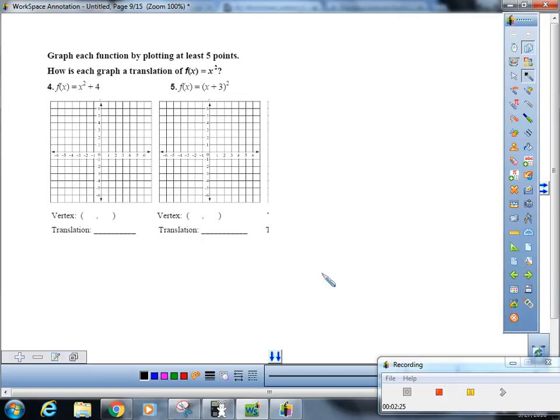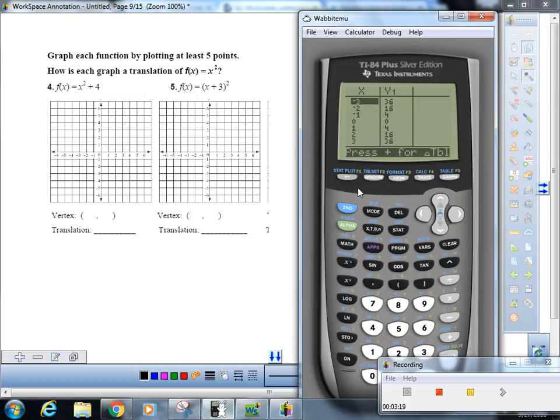Alright, so now this is just a little bit more than what we've just done. We'll just start with number 4, and then you can practice number 5 on your homework. But it says first we want to graph each function again, so we'll do that first. But then it says, how is each graph a translation of the regular graph y equals x squared? I don't want you to get confused by the function notation. You can always just think of f of x just means y, okay? All right, so once again, we'll get our graphing calculator out.